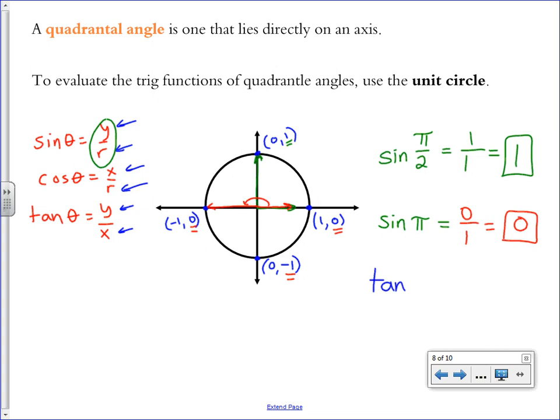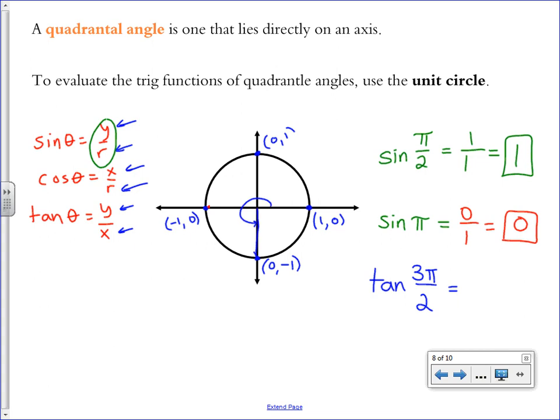Let's try to find an example of where it might be undefined. Tangent is a y divided by an x. So maybe I'll do the tangent of 3 pi over 2. Let me erase some of these markings over here, it's getting a little confusing. 3 pi over 2, 3 times 180 divided by 2 gives us 270 degrees. So a 270 degree angle brings us all the way around to here.